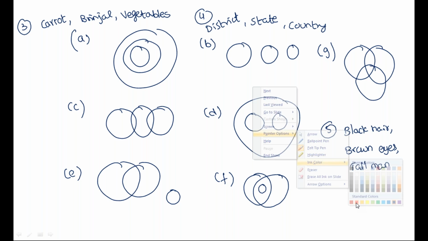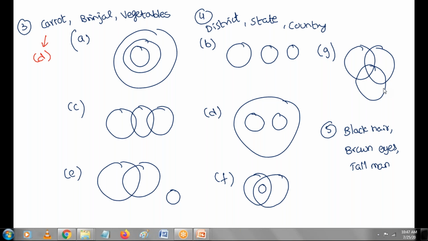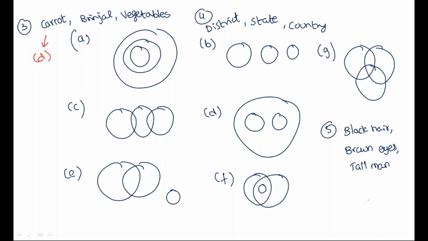Yes, very good. Option D is suited. Carrot and brinjal will come under vegetables, right? So for the third one, your answer is D. For the fourth one, okay, people are mentioning D for the fifth one also. For the fifth one, black hair, brown eyes, tall men, option G is correct.